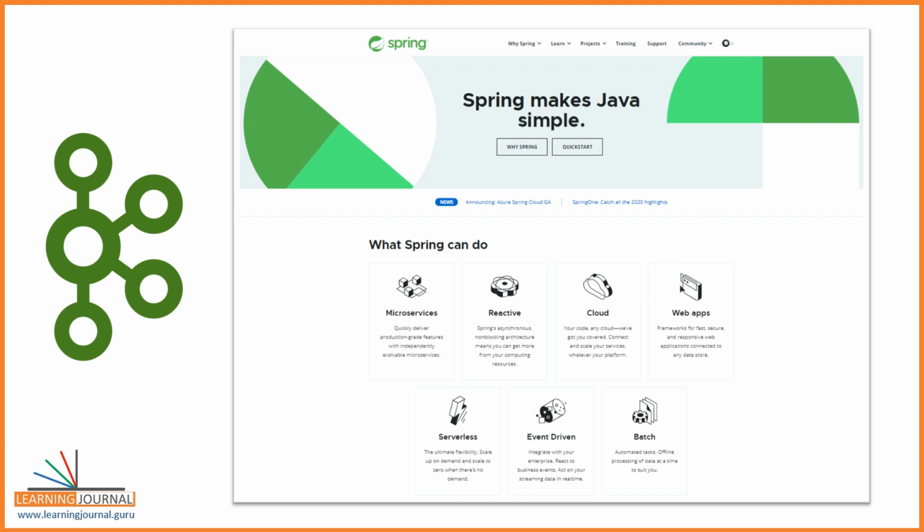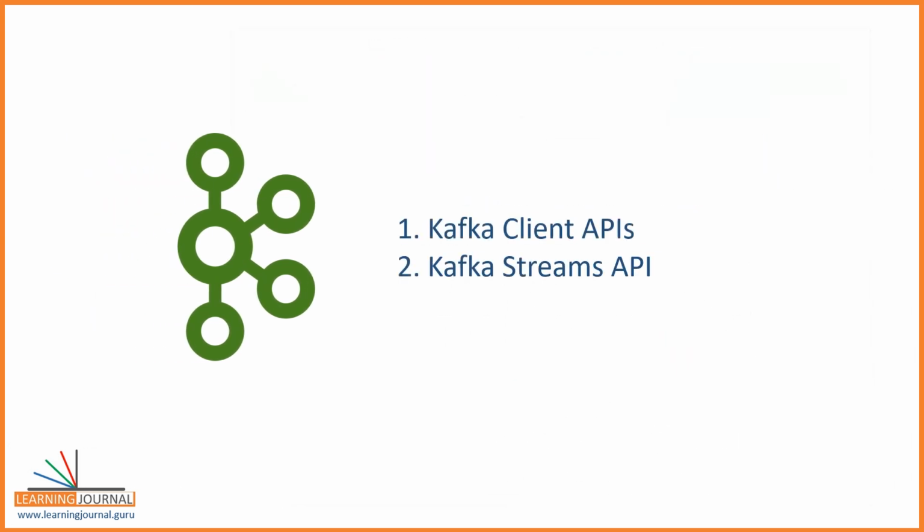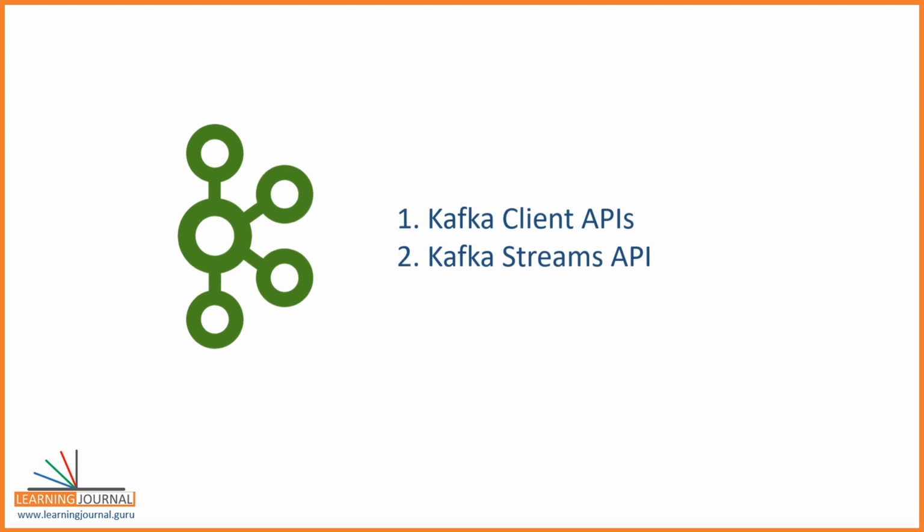So, let's begin. I hope you already know Kafka offers two types of APIs: Kafka Client APIs and Kafka Streams API. Initial versions of Apache Kafka offered client APIs. These APIs allowed us to create Kafka producer and consumer applications. However, later they also offered Kafka Streams API to support stream processing requirements.